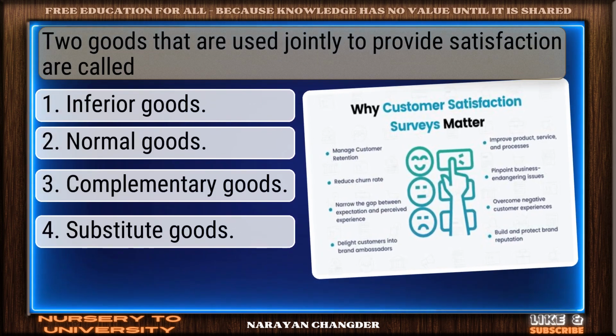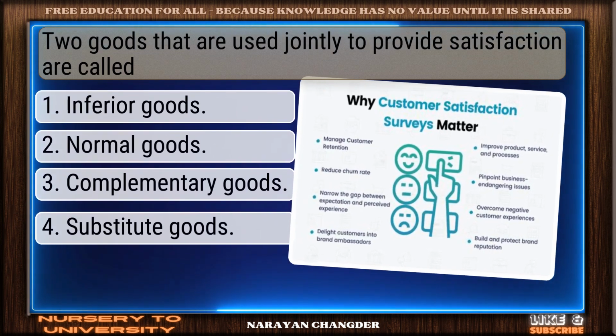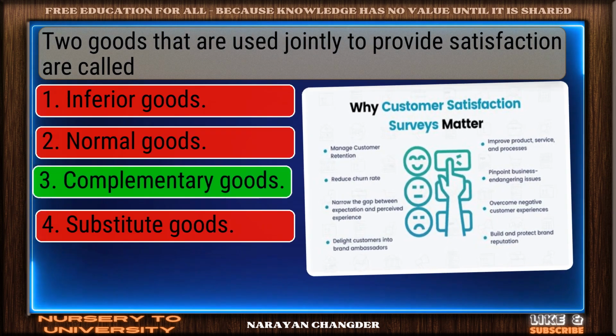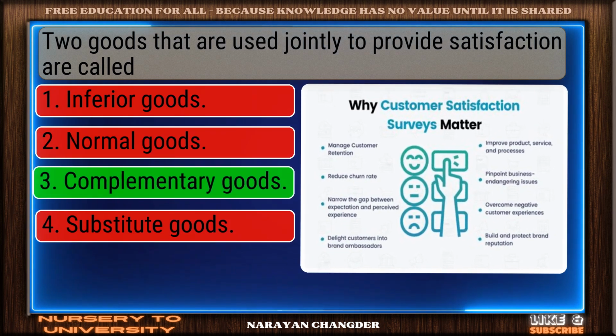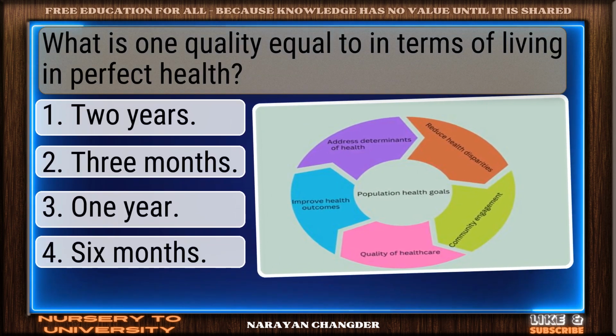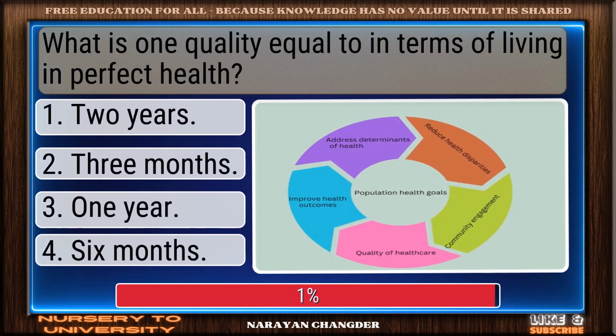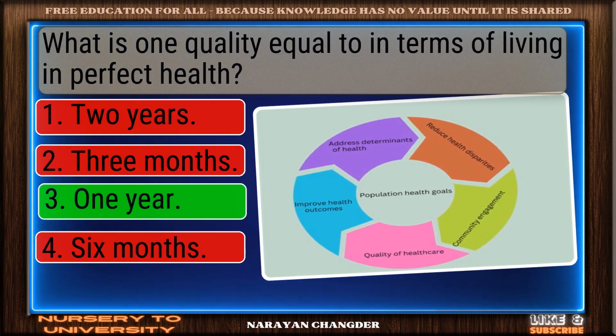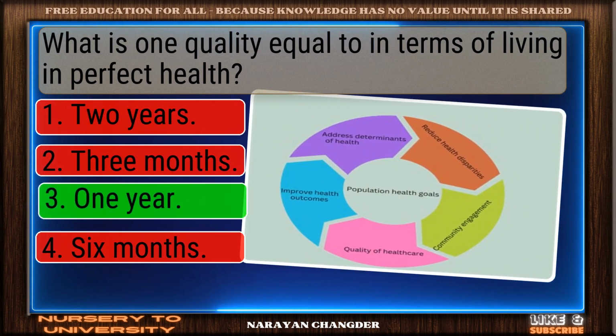Two goods that are used jointly to provide satisfaction are called? You got it. Your choice, complementary goods, is right. What is one quality equal to in terms of living in perfect health? You're right. 1 year is the correct answer.